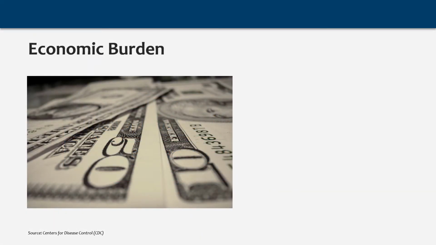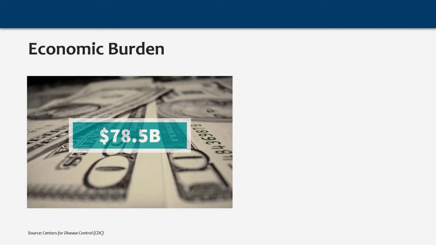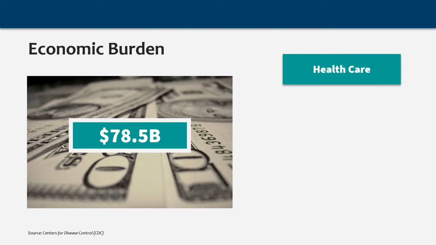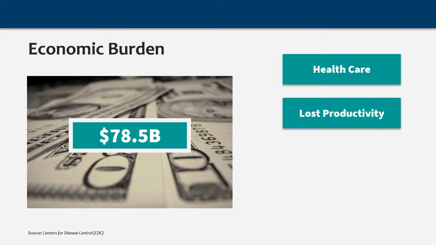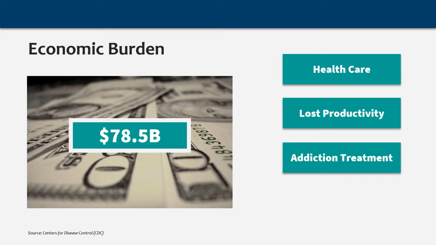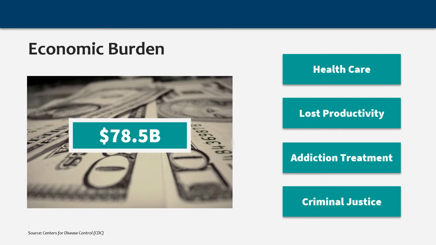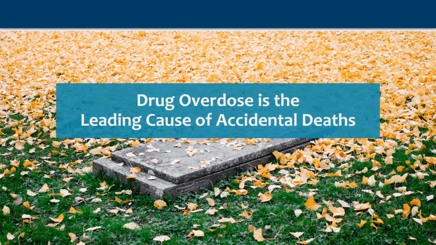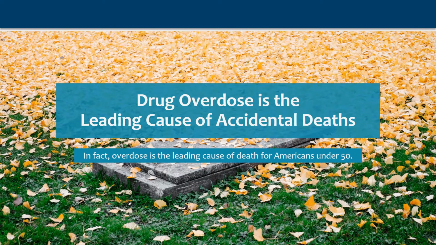The total economic burden of prescription opioid misuse alone in the United States is estimated at $78.5 billion a year, including the costs of healthcare, lost productivity, addiction treatment, and criminal justice involvement. According to the CDC, drug overdose is the leading cause of accidental death in the United States. In fact, overdose is the leading cause of death for Americans under 50.